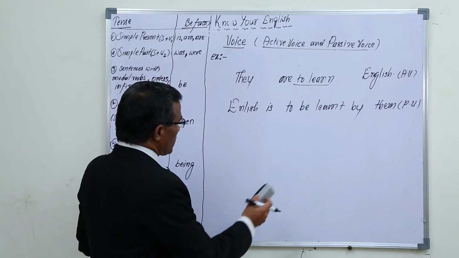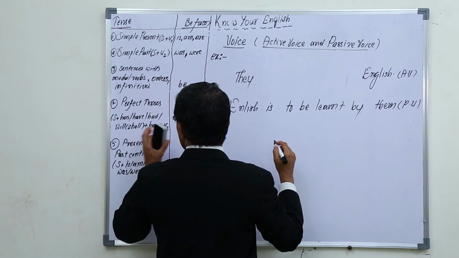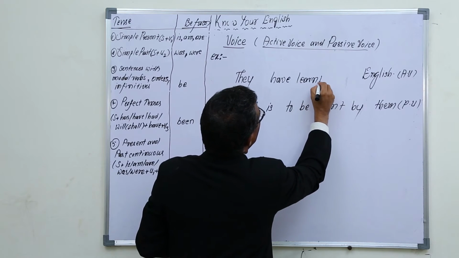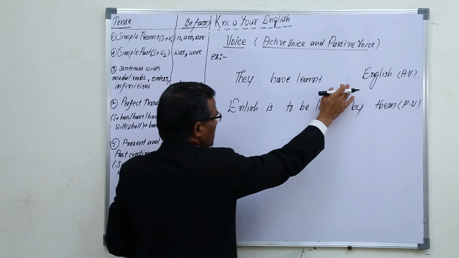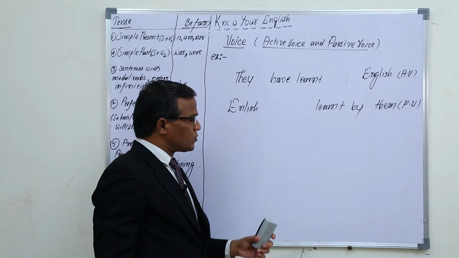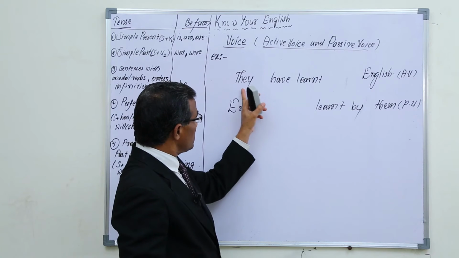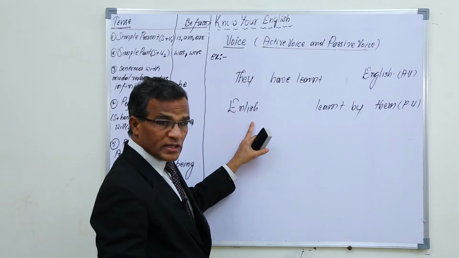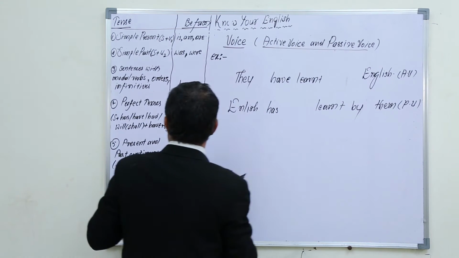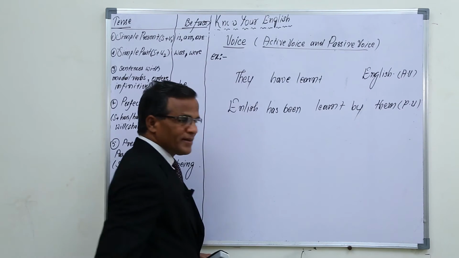So in this way we can, I'll take one perfect sentence also. I mean, any perfect tenses. They have, for example, learnt English. The same, English. To say this is perfect tense, has or have we have to take. Have is there, for the same group has is there. Subject plural, so have is there. When subject is singular, we have to take has. So, English has, and be form is here. For perfect tenses, been. English has been learnt by them.